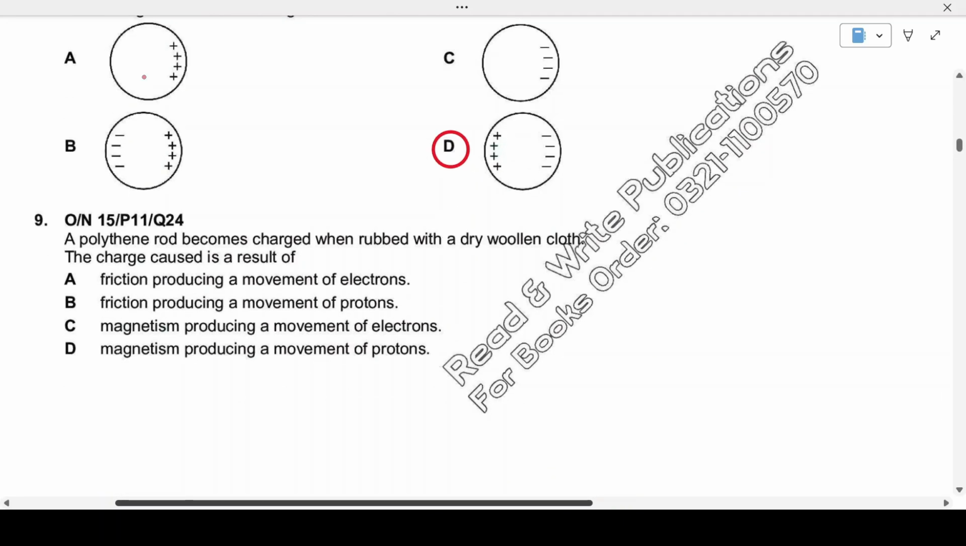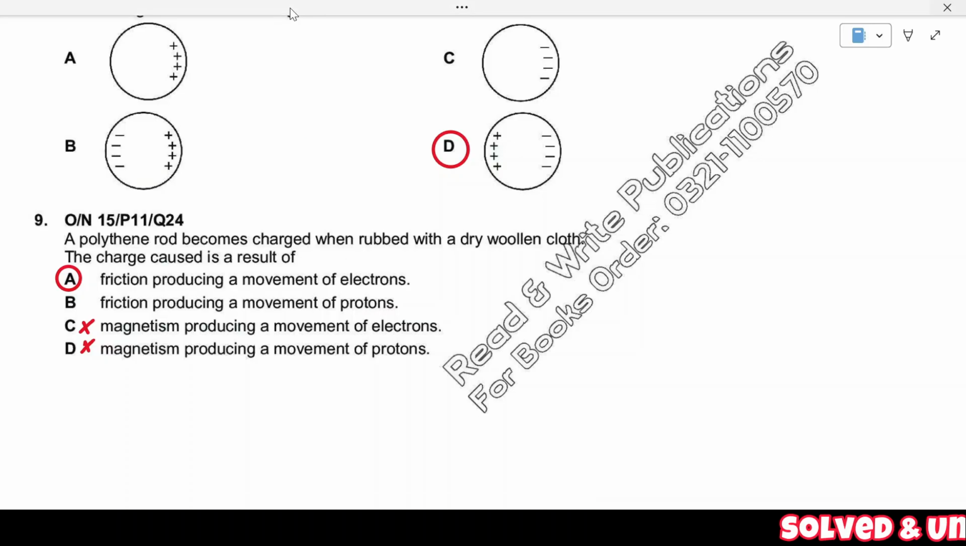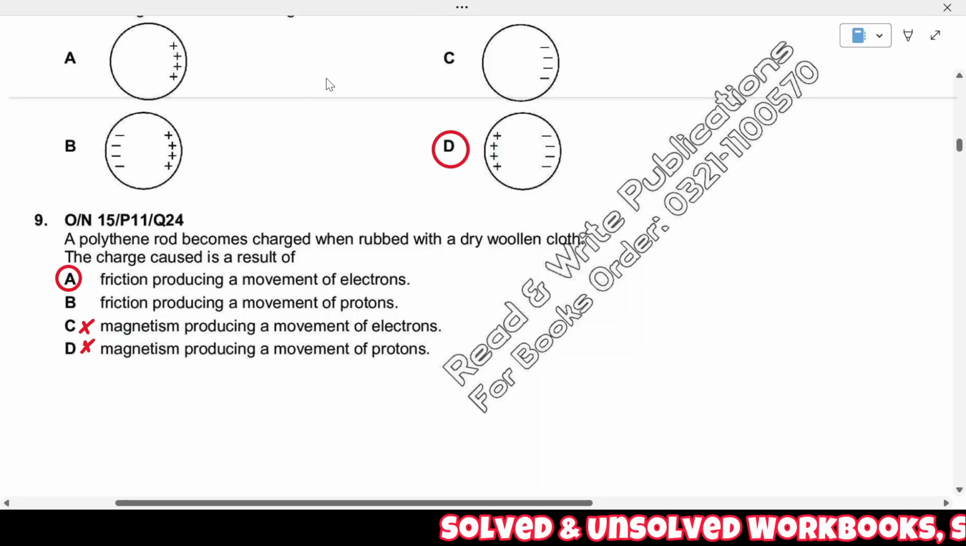A polythene rod becomes charged when rubbed with a dry woolen cloth. The charge caused is a result of magnetism? No way. Friction producing movement of protons or electrons? Electrons. Movement and protons in this chapter can never be in the same sentence.